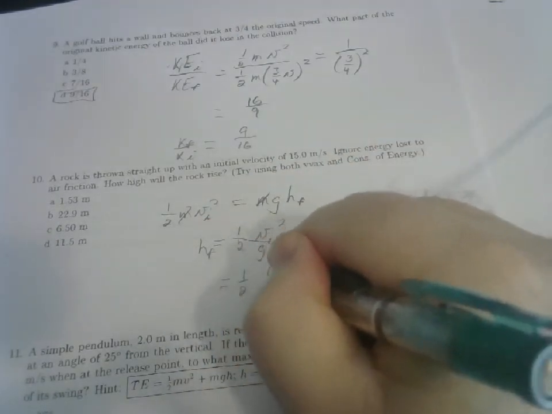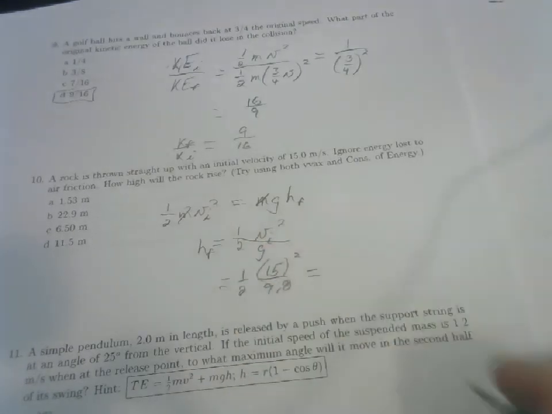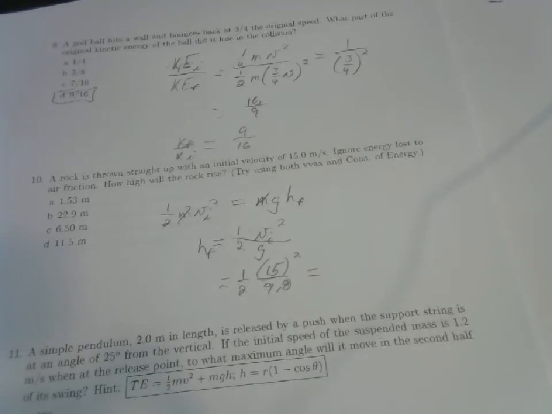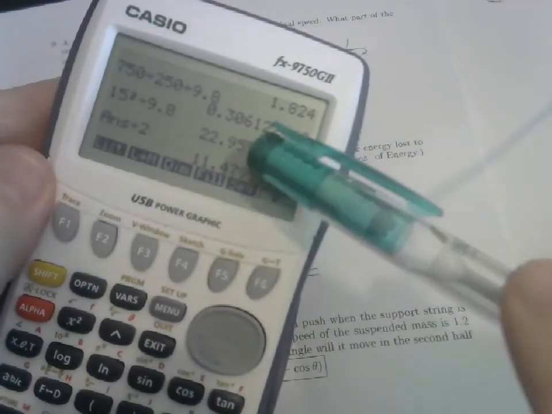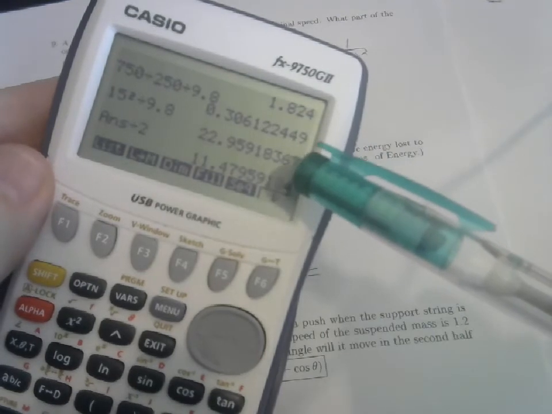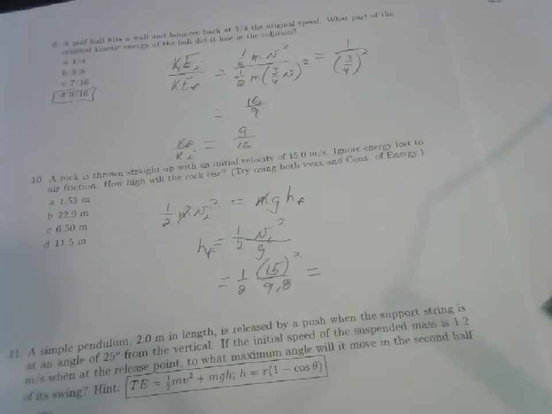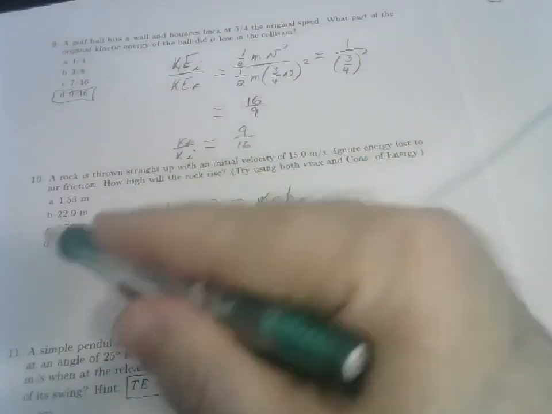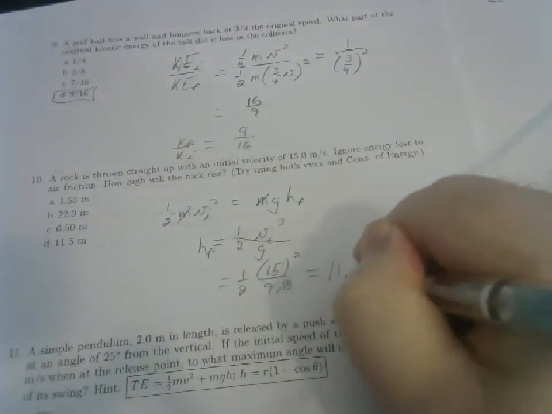1/2 times 15 squared over 9.8 is equal to... it's funny because I forgot to divide by 2 at first. I got 22.959. I was like, okay, that rounds up to 23. And then they had 22.9 there, but that didn't round right. That would have been nice of them. But anyway, the answer is 11.5 meters.